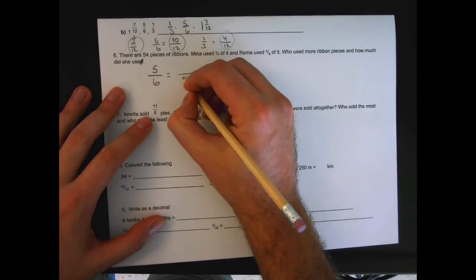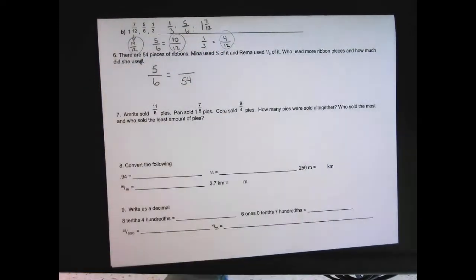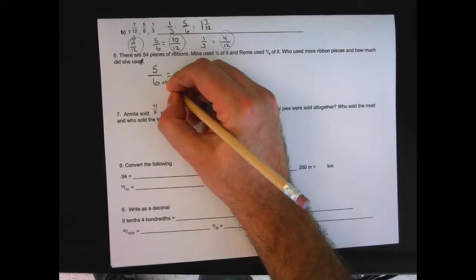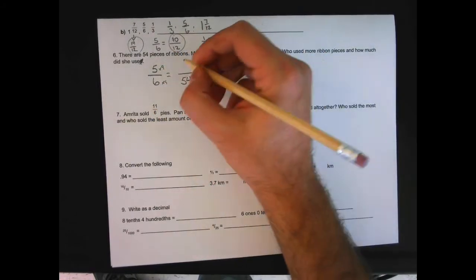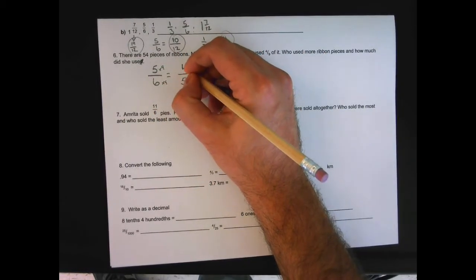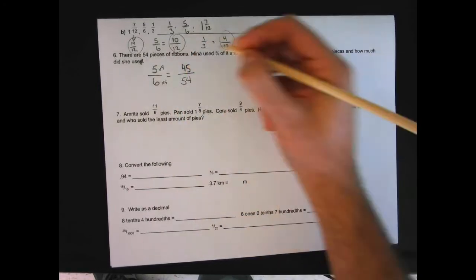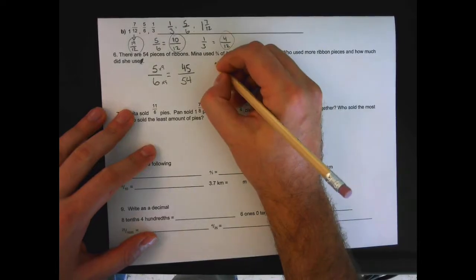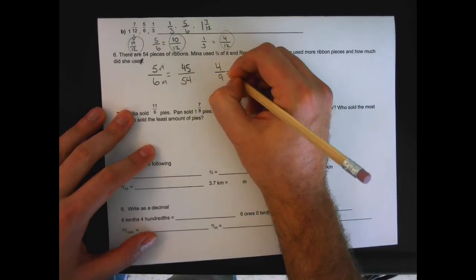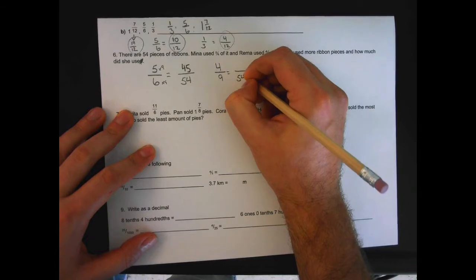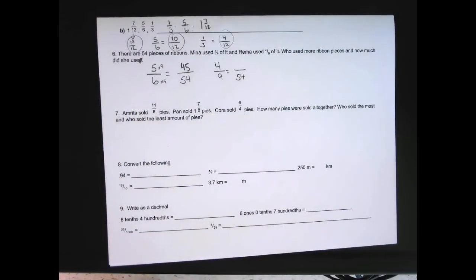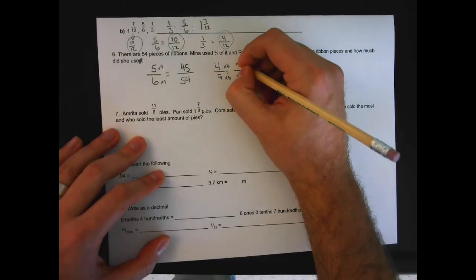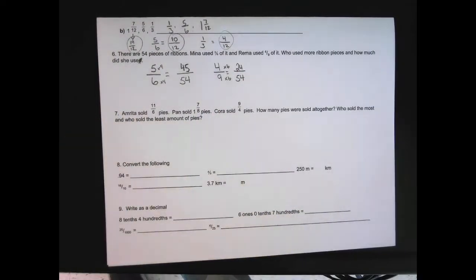And you need to make the denominator 54, right? That's the total pieces. So you multiply this by 9, and then the top by 9, right? Gives you 45 over 54. So do the same strategy for Rema. 4/9 equals something over 54. So what would you multiply by? Multiply by 6. So she used 24. So there you go.